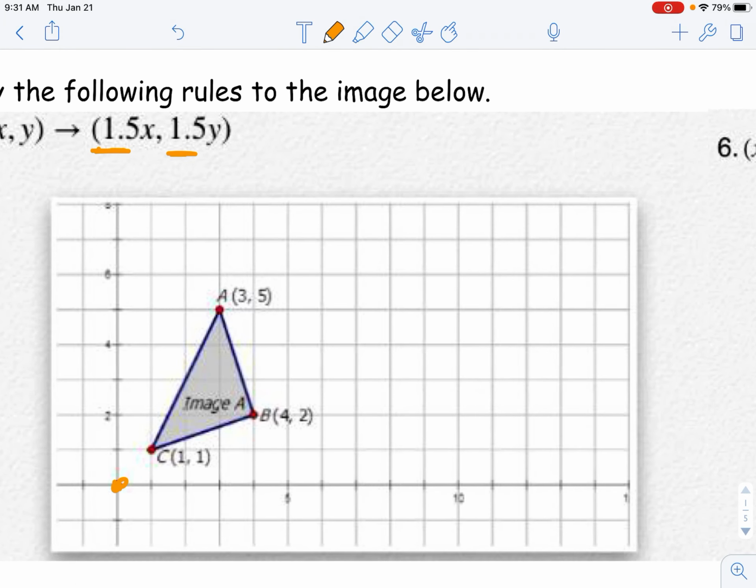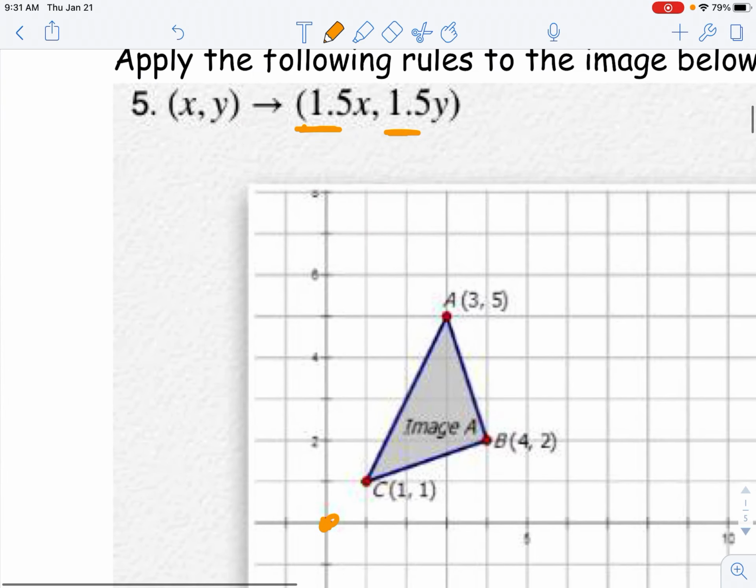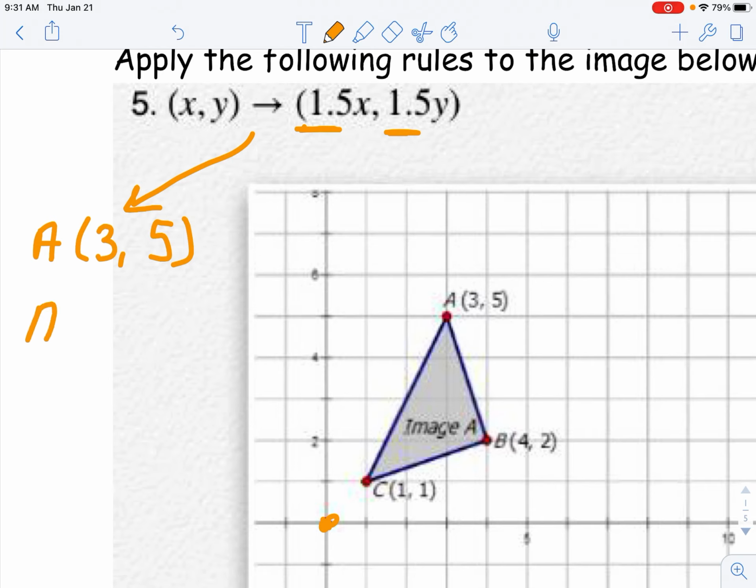All right, so really, you can even just write some side notes. Let's do it over here. Like A is 3, 5. We'll multiply both points by 1 and a half, not 1/2, 1 and a half, or 1.5. I know it's a little quirky, so maybe you want to get your calculator ready, but A prime would be 4.5, 7.5. All right, so that's what I'm going to do.